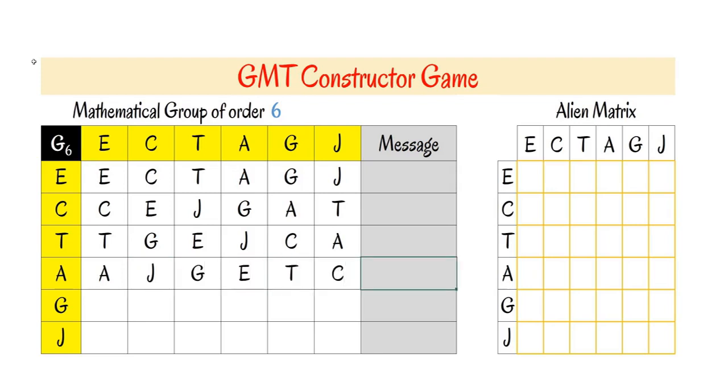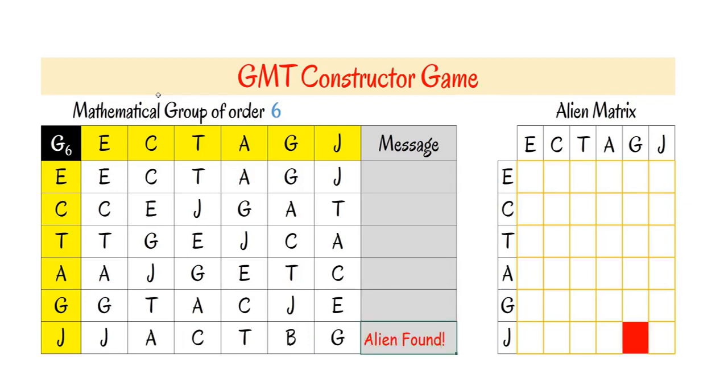In the same way, you can fill all elements in the group multiplication table. If there is any mistake, if there is any duplication along the row, it will be indicated by one color. If there is any mistake along the column, it will also be indicated by another color. And if you make any wrong input by entering an element that is not in the group, this will be notified immediately in the message box, and the position will be notified in the alien matrix.